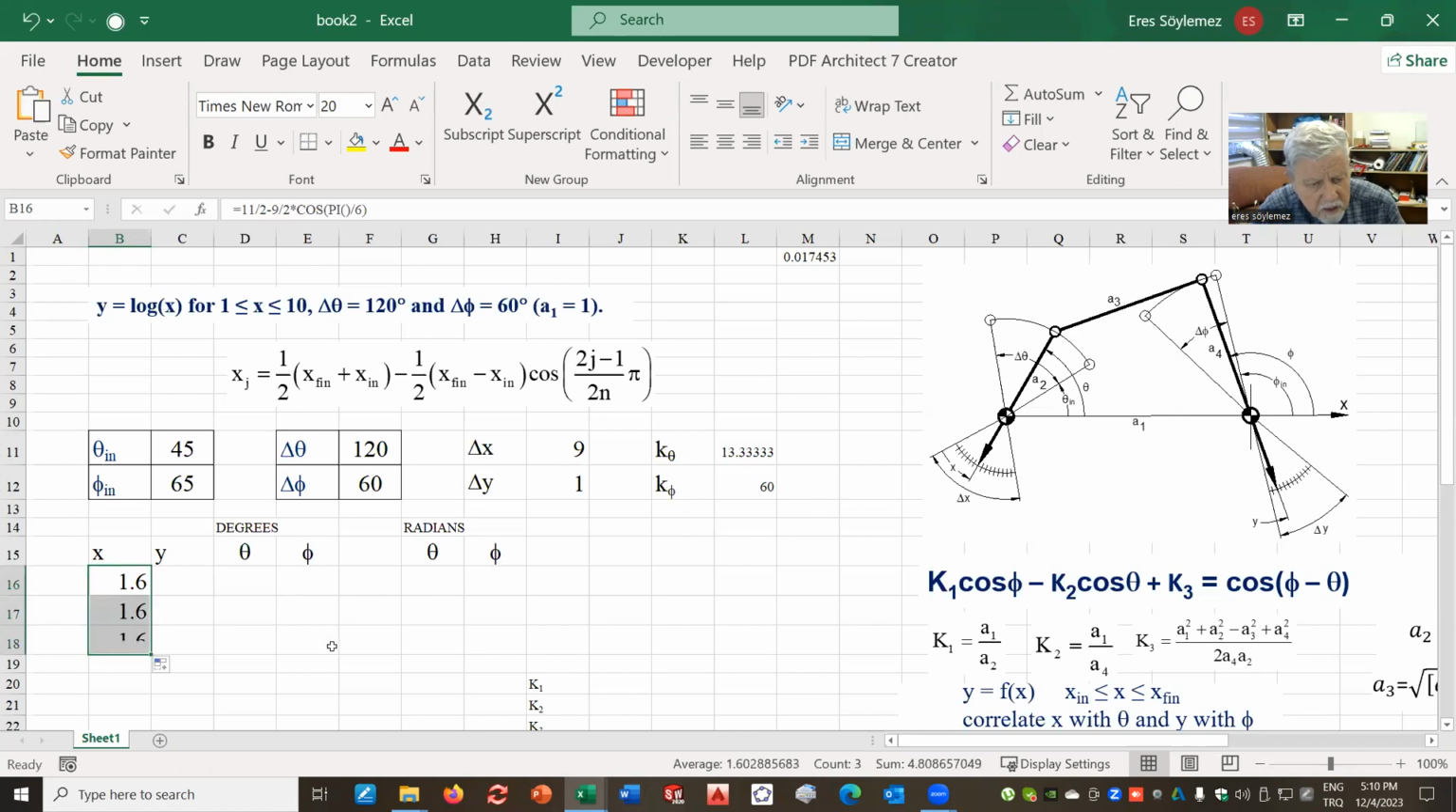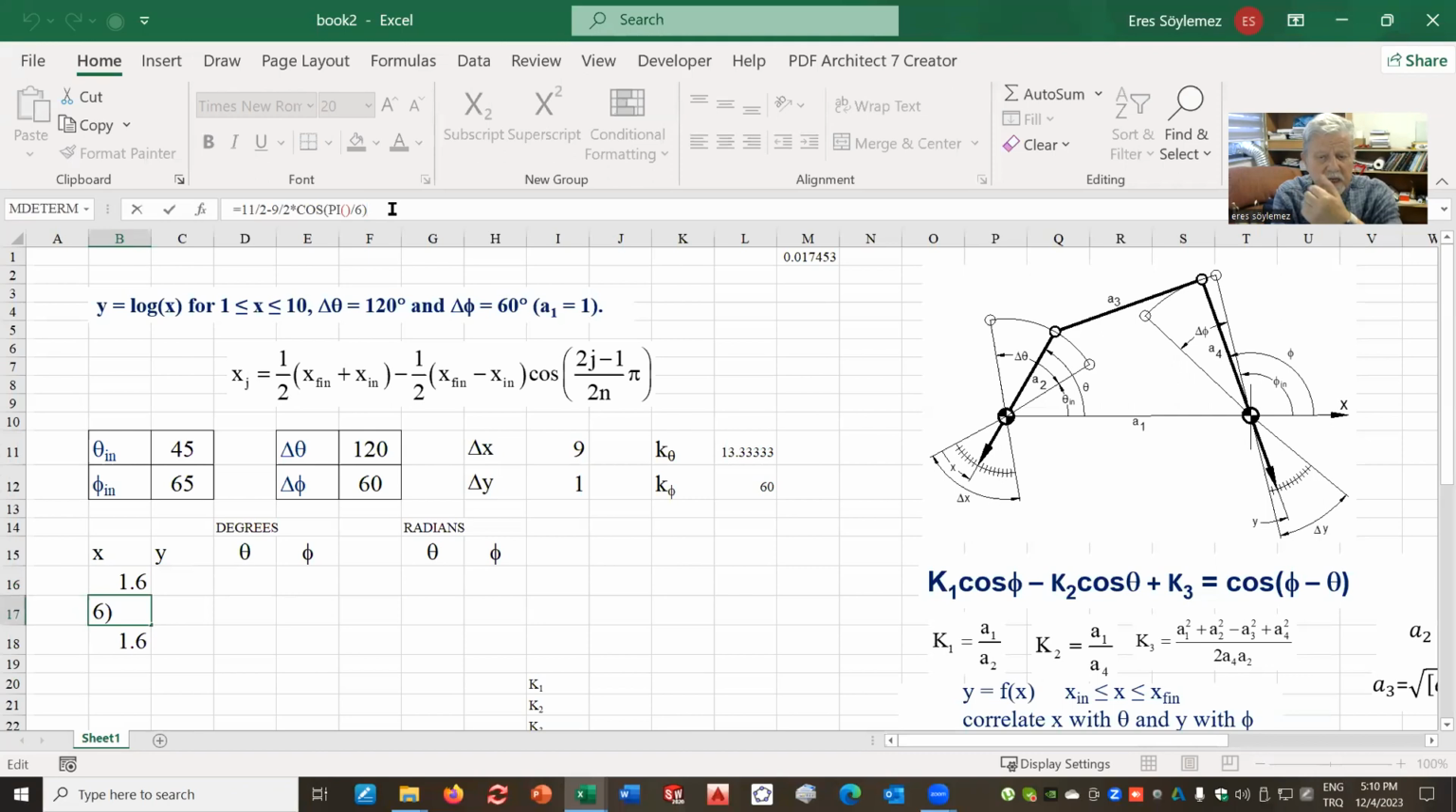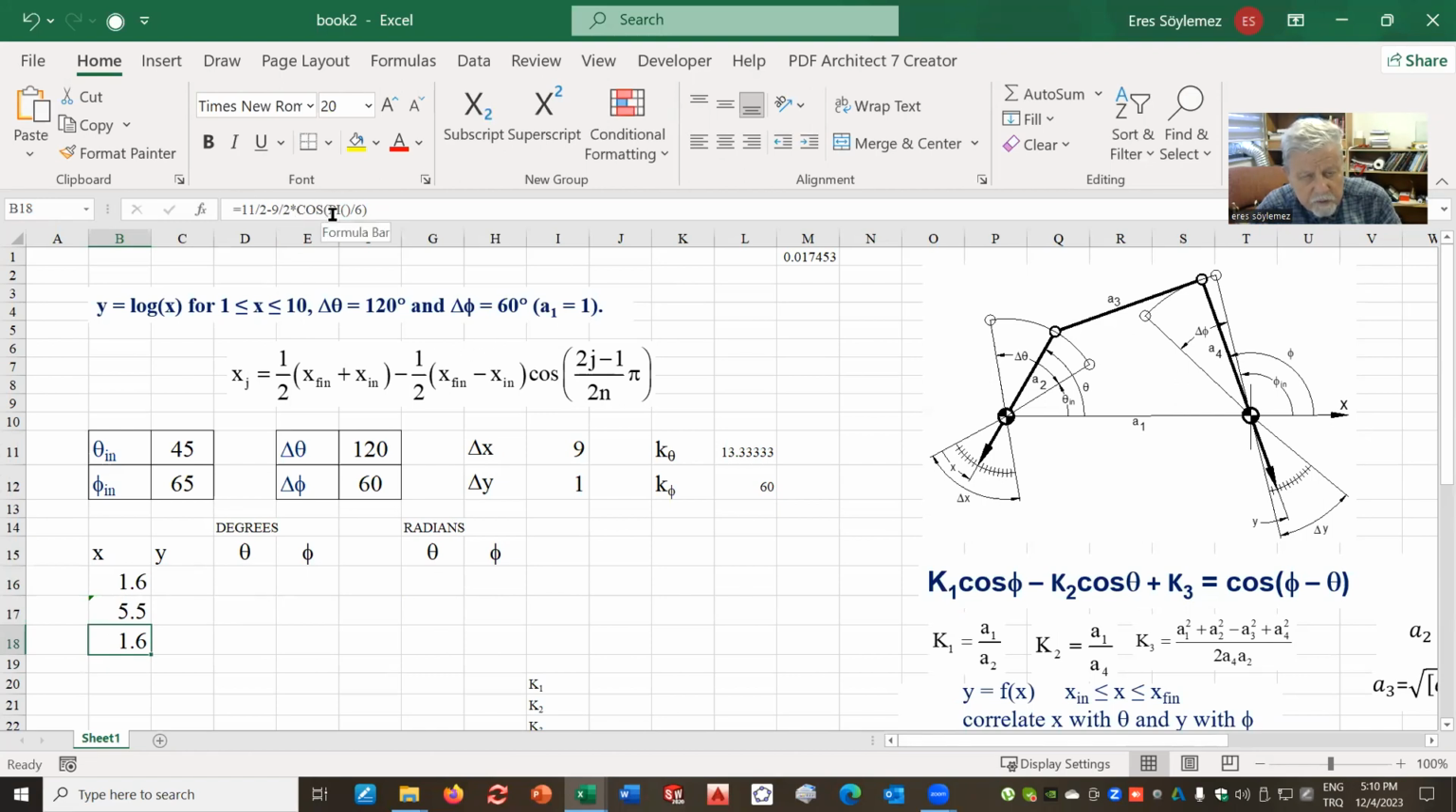Let me copy these. It is for j equal to 2. Notice the first term does not change. The 9 over 2 does not change. Cosine, now j is equal to 2, 4 minus 1, 3 pi over 6. It is pi over 2. Okay? And for j equal to 3, 5 pi over 6, as you can see.